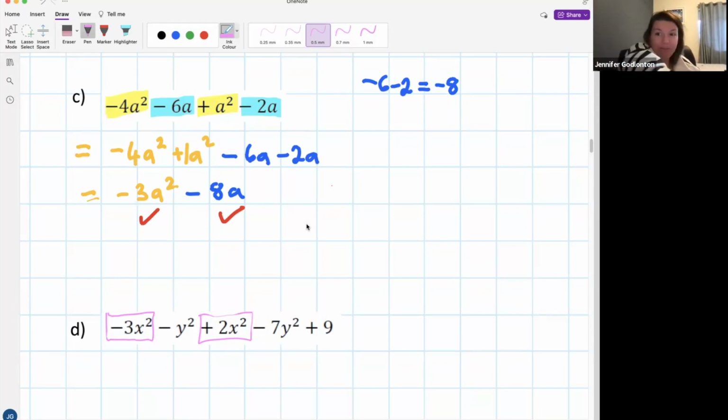So careful. If I gave you the sum negative 3 plus 2, what would that equal? Yeah, negative 1. Okay. So don't let these variables mess with your minds. You know how to do this. Yes, you are adding and subtracting like terms. That is exactly what we are doing.